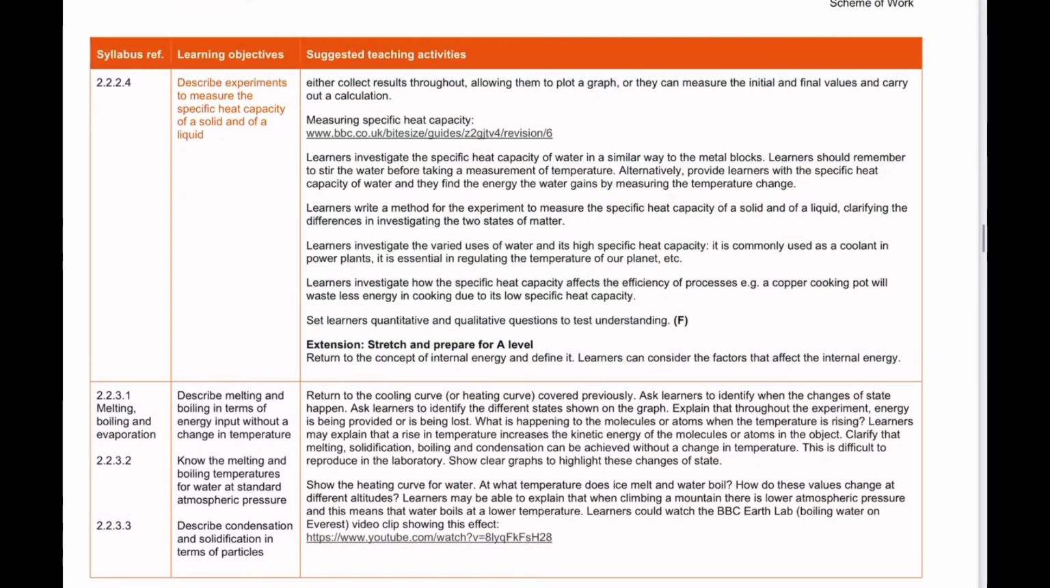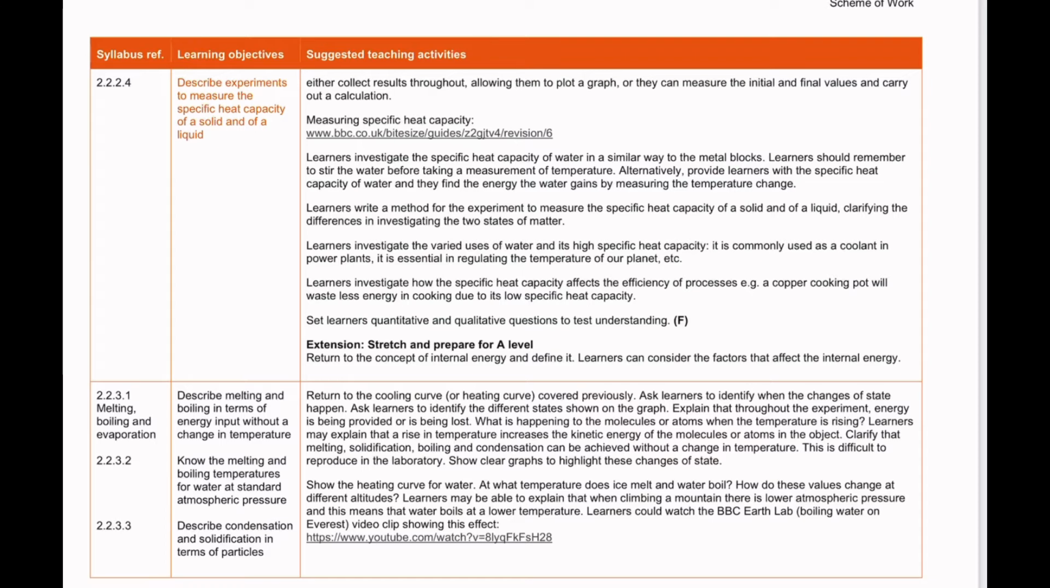Describe experiments to measure the specific heat capacity of a solid and of a liquid. Key concept 2.2.3.1: Melting, boiling, and evaporation. Learning objectives. Describe melting and boiling in terms of energy input without a change in temperature. Know the melting and boiling temperatures for water at standard atmospheric pressure.